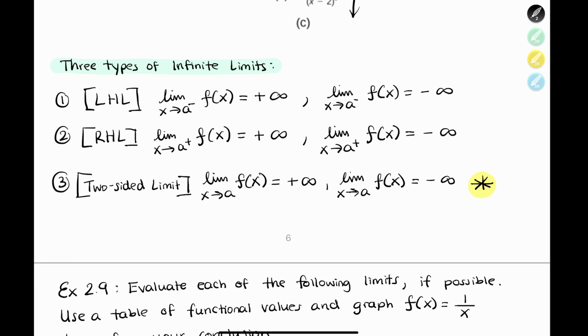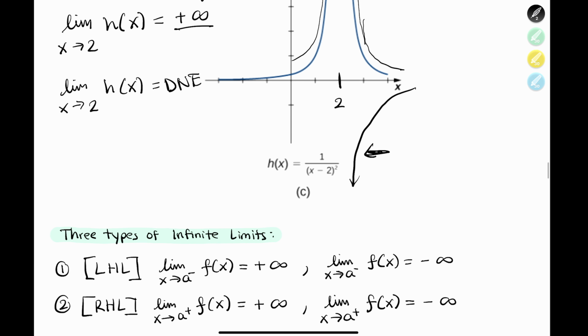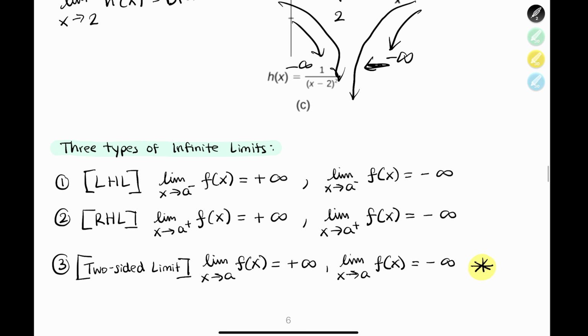Our second situation is the right-hand limit. And again, we talked about this in the one-sided limits, where the limit of f of x as x approaches a from the right-hand side is equal to positive infinity, or the limit of f of x as x approaches a from the right-hand side is equal to negative infinity. And again, the same case over here. Like so, this would be the left-hand limit. The left-hand limit would approach negative infinity, and the right-hand limit would approach negative infinity. So that would be the case of these negative infinities over here.